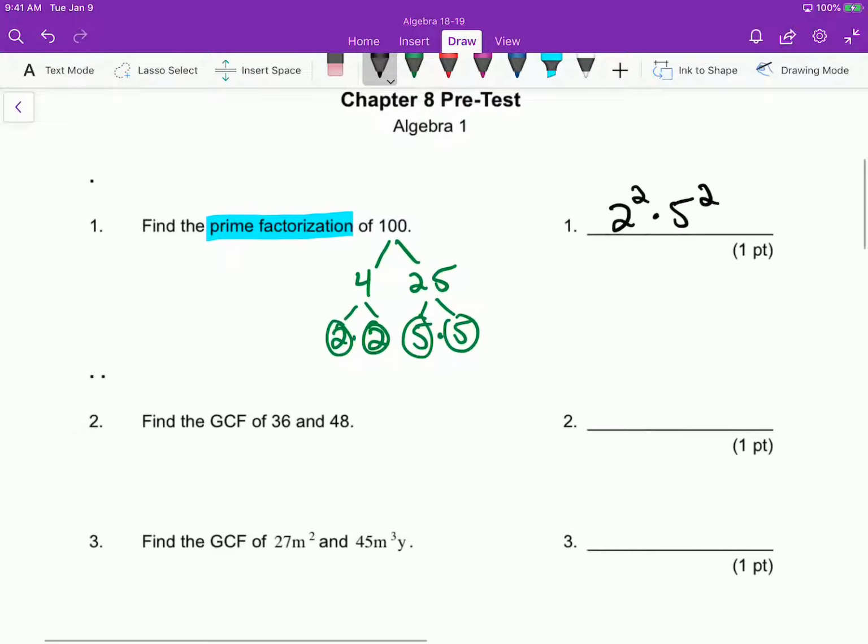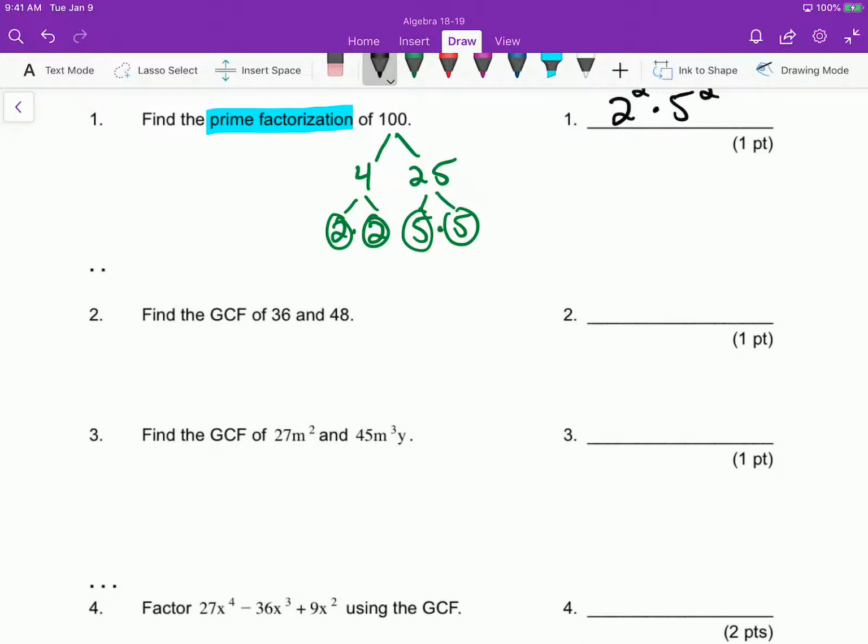All right, number 2 and 3 are in the GCF section. First one is just what is the greatest common factor between these two numbers? Well, remember, it's always best to start with the smaller number because 36 cannot be bigger than itself. So does 36 go into 48? No, so it's not 36. And then we just go in order here. So 2 times 18 is 36.